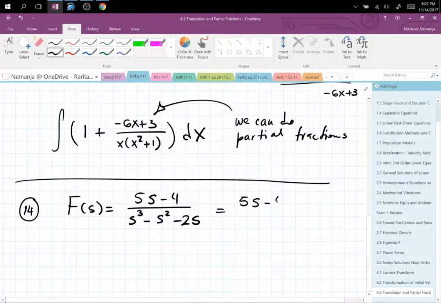5s minus 4, that's a 5, not s. So it's not s s, it's 5s, minus 4, and then we have s, and then we have s squared minus s minus 2. Can we factor this one? Is this (s minus 2)(s plus 1)?